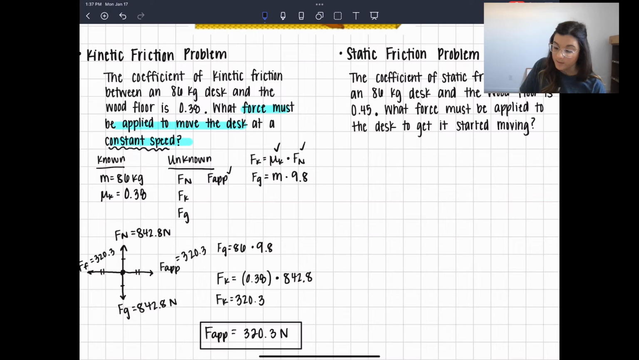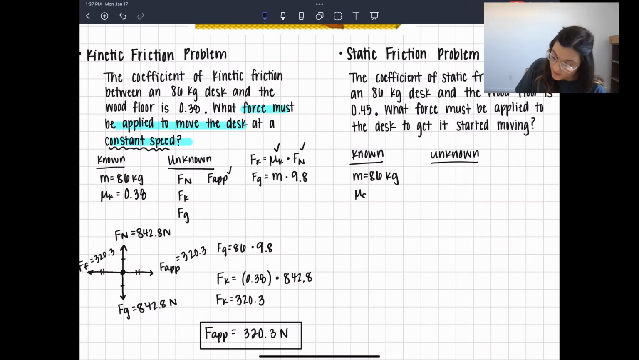So I'm going to approach this the same way that I did my last problem, by listing what I know and listing what I don't know. And I'm going to be prepared to draw a force diagram, just like I did last time. So again, my mass is 86 kilograms, and my coefficient of static friction this time is 0.45. Perfect. Okay, and then my unknowns, there's quite a bit.